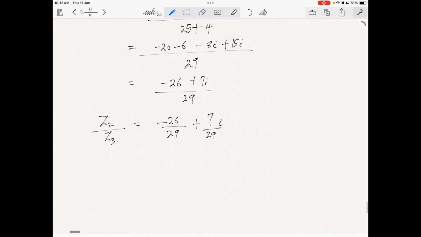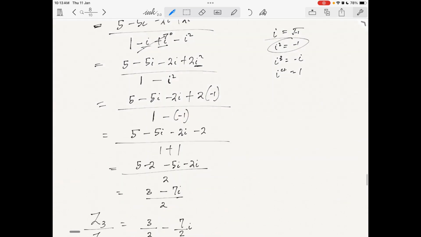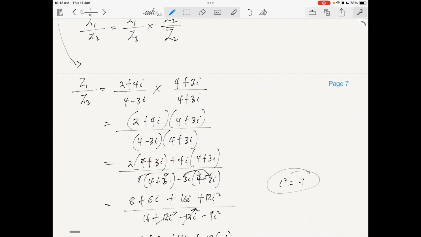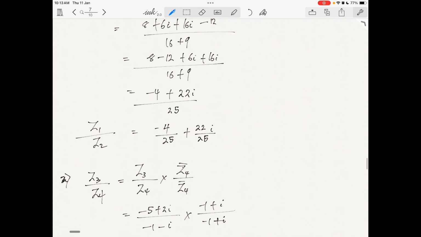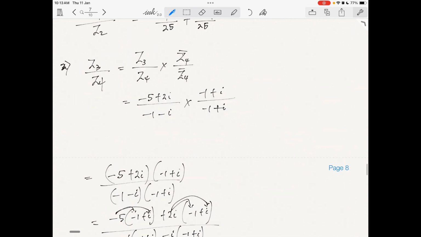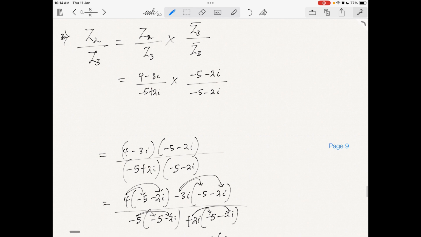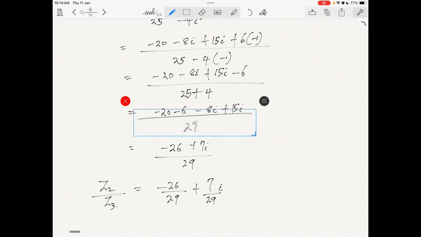Now we have been experiencing something lately. When we multiply a complex number with its conjugate, our result at the denominator is just a real number. When we multiplied Z4 with its conjugate at the denominator, our result was just a real number, 2. And Z3 multiplied by its conjugate, our result also was just a real number, 29.